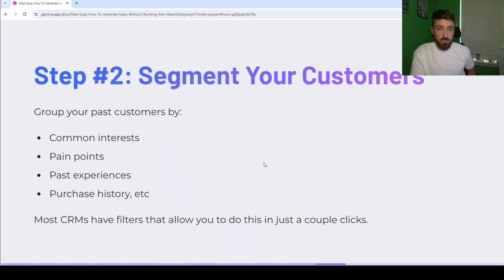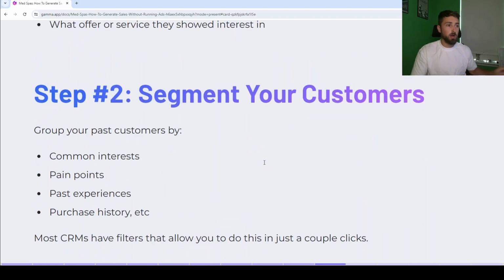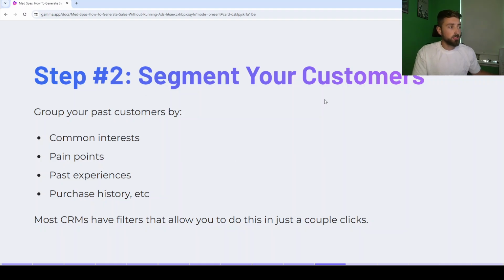If you are keeping a detailed CRM database, and it seems like it's a really tedious thing to do, you'll see very quickly in a second here why it's so important to do. Step 2 is to segment your customers. So in other words, what you want to do is you want to look at all of the data that you've collected on the clients and the customers that have come in and purchased something from you in the past, and you want to group them by their common interests, their pain points, their past experiences, their purchase history, etc.